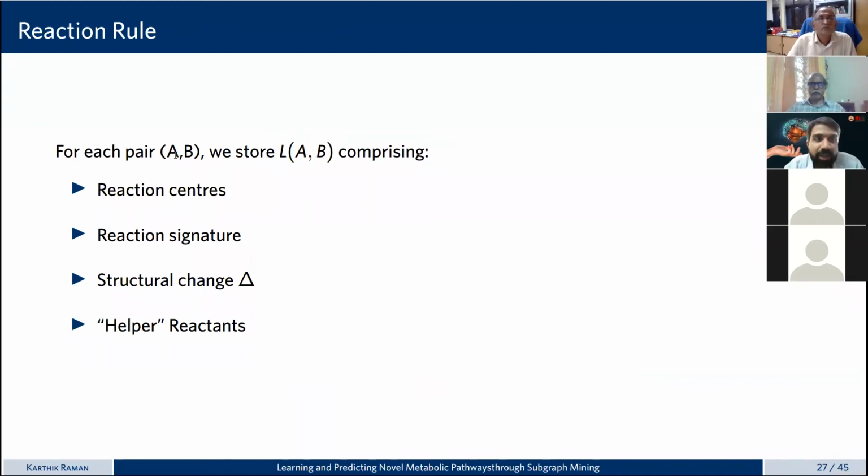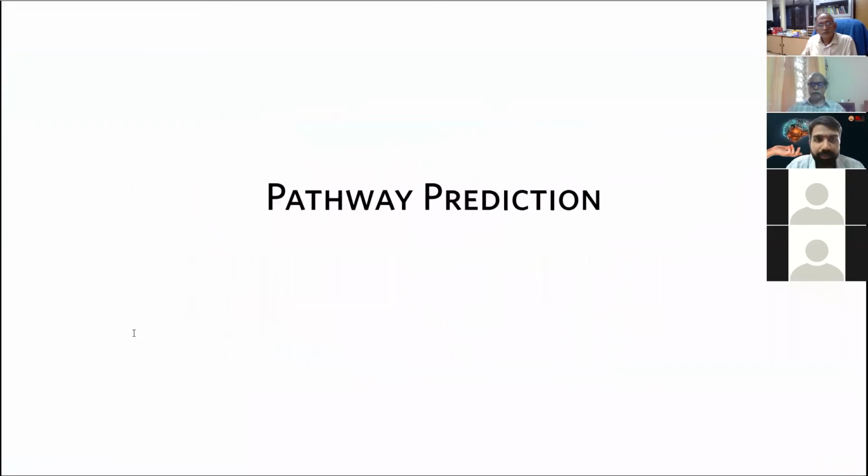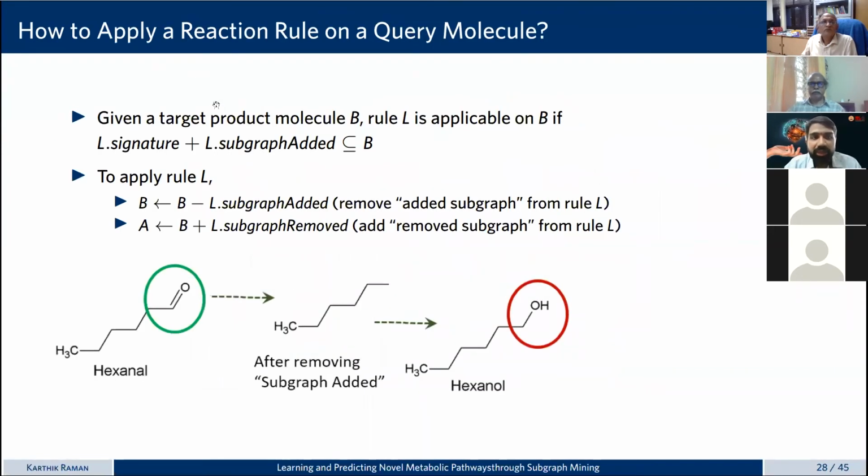So for every reaction pair, for every pair of reactants which we mapped using our algorithm of subgraph edit distance, we store a rule that comprises the reaction center, the signature, the structural change, and also the cofactors or the helper reactants. And now we need to predict pathways. So given a target product molecule B, a rule L is applicable on B if L has a signature and you can add a subgraph to it and you find that subgraph in B. This will become clearer with an example, and you basically can do it backwards. So from B, you remove the subgraph added, and then you add the subgraph removed from the other hand side to basically invert the reaction and find out what is the reactant you needed on the left hand side. It will become quite clear.